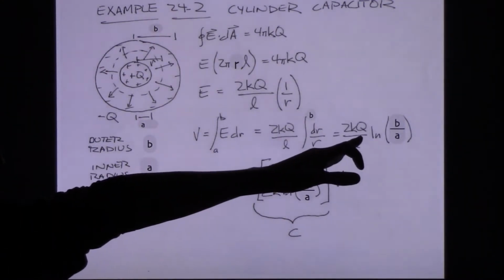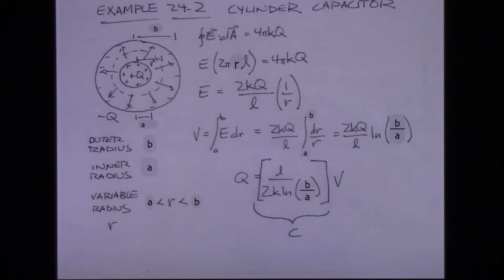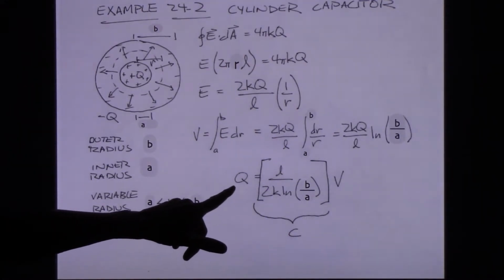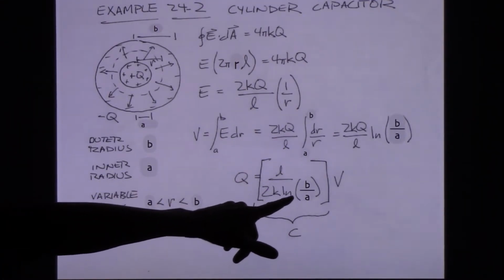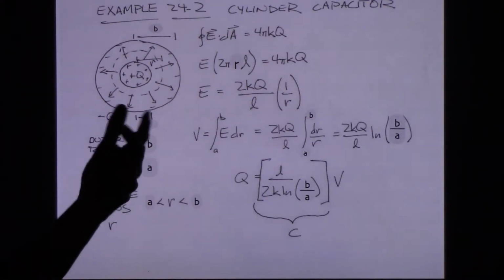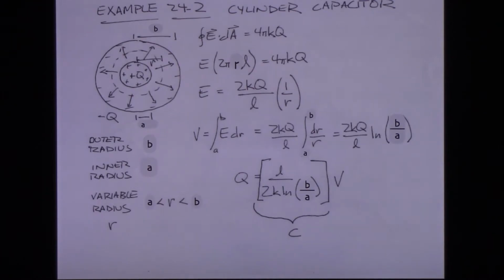V is proportional to Q, as advertised. In those early notes, it always said that the amount of charge we get will be proportional to the voltage for any capacitor. And solving this for Q, I got Q is equal to L over 2k ln(b over a), times voltage. The stuff in the brackets, that's my capacitance for a cylindrical geometry, for a coax cable.